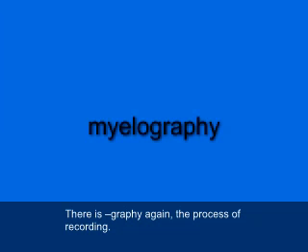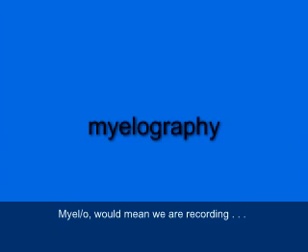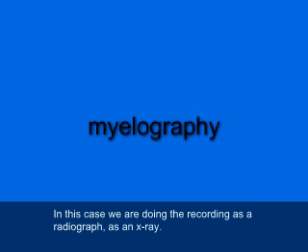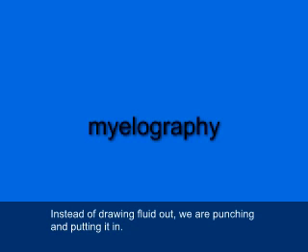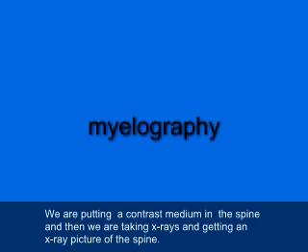M-Y-E-L-O-G-R-A-P-H-Y. There's graphy again, process of recording. Myelo would mean we're recording spinal cord, right? In this case, we're doing the recording as a radiograph, as an X-ray, and what we're doing is we're putting a contrast medium into the spinal cord through a lumbar puncture, where instead of drawing fluid out, we're punching and putting it in. We're putting a contrast medium in the spine, and then we're taking X-rays and getting an X-ray picture of the spine.